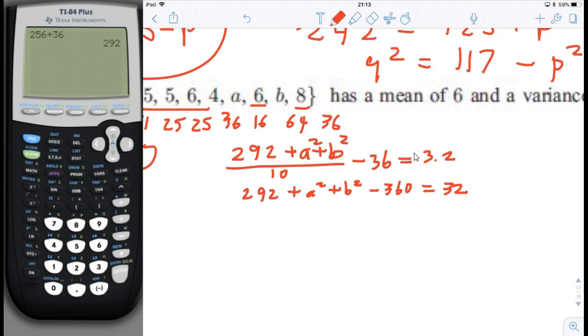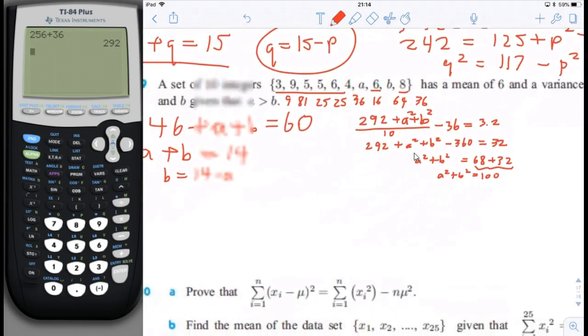And let's move all the numbers to the right side. So we'll have 360 minus 292, which would be 68, plus 32, a squared plus b squared. 68 plus 32, that's equal to 100. So a squared plus b squared equals 100. Wow, that's a circle with radius 10.